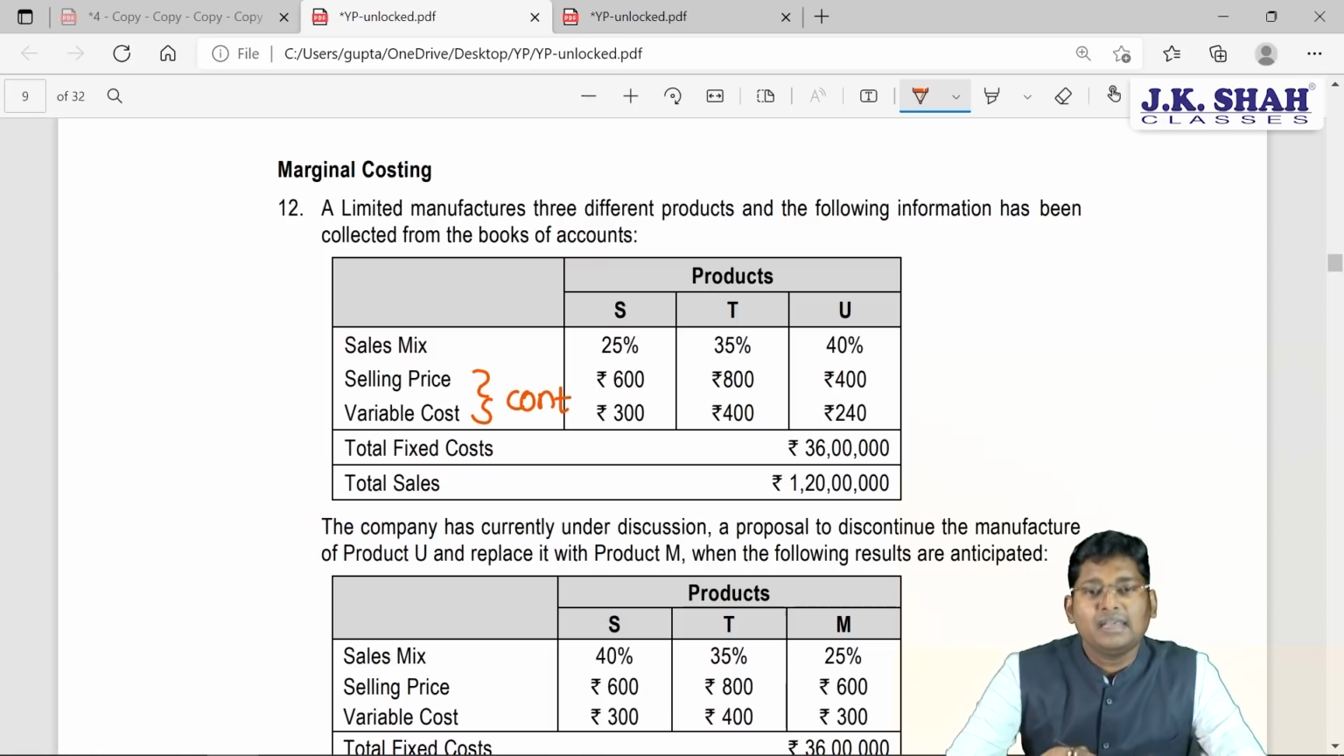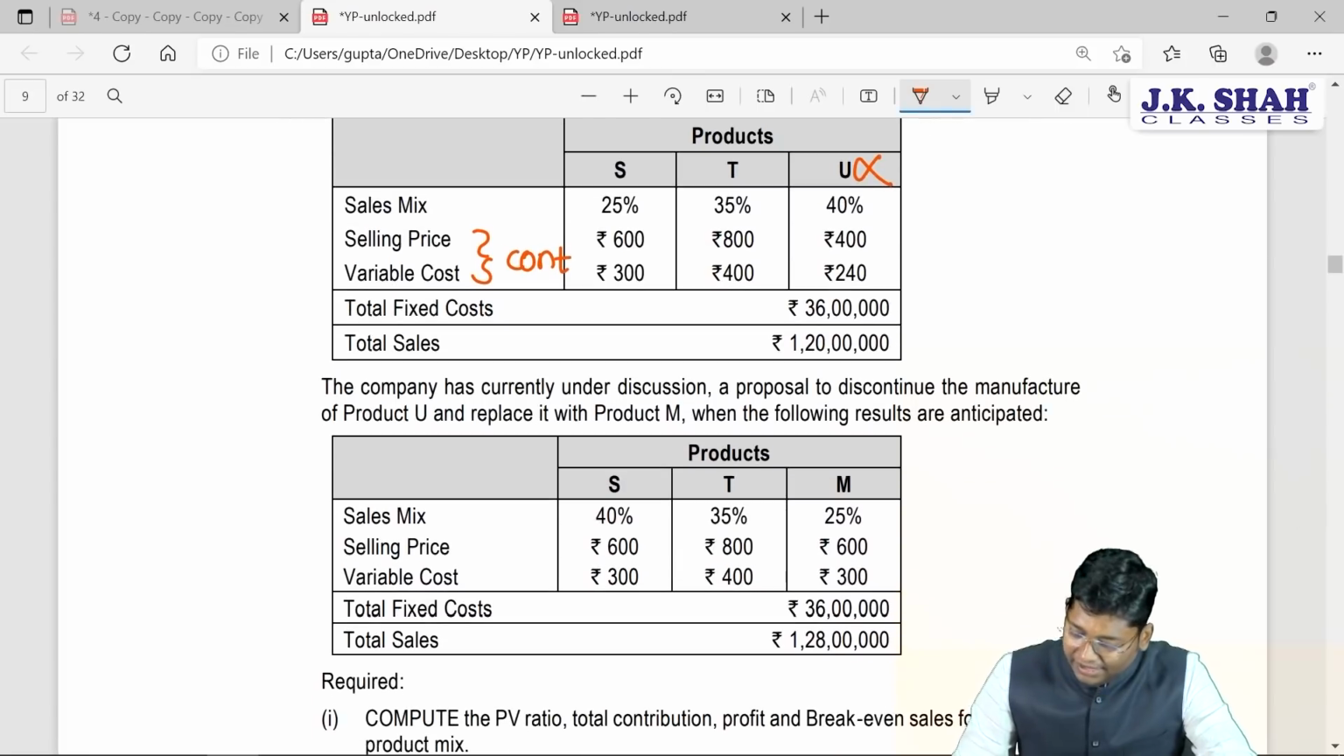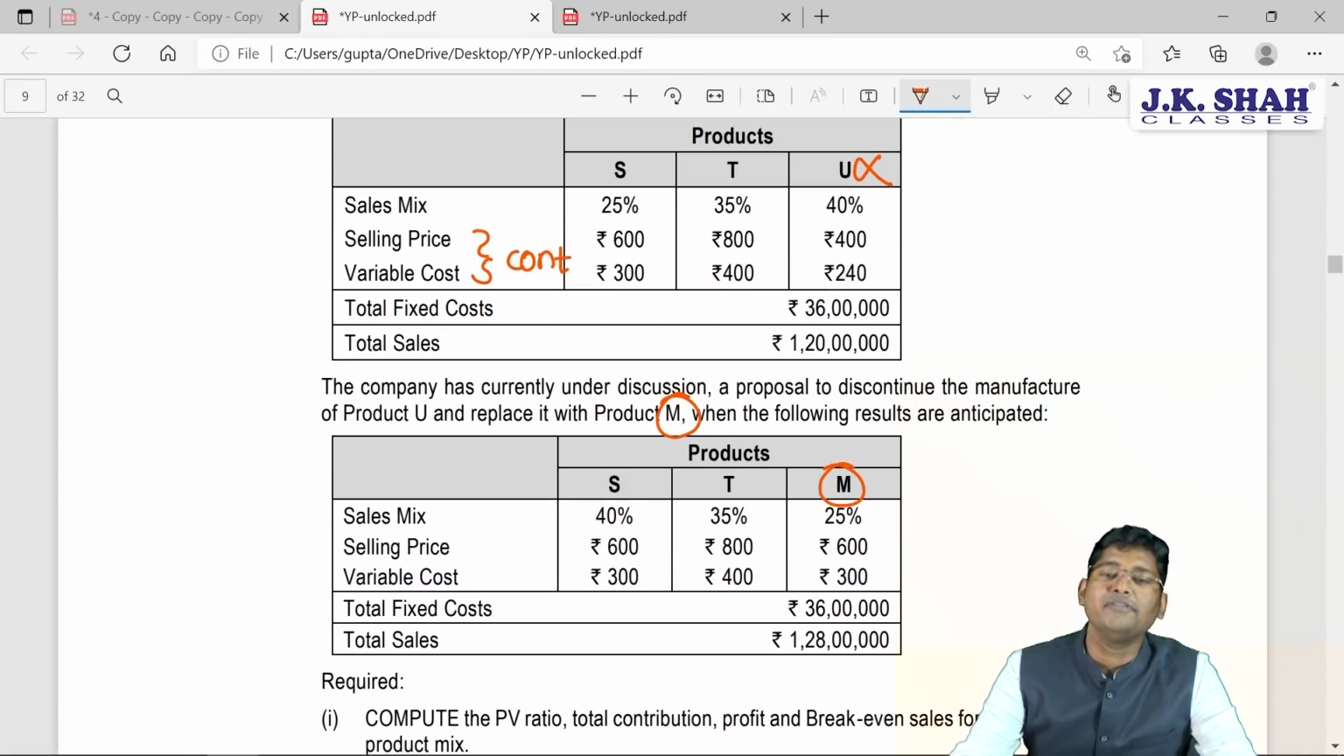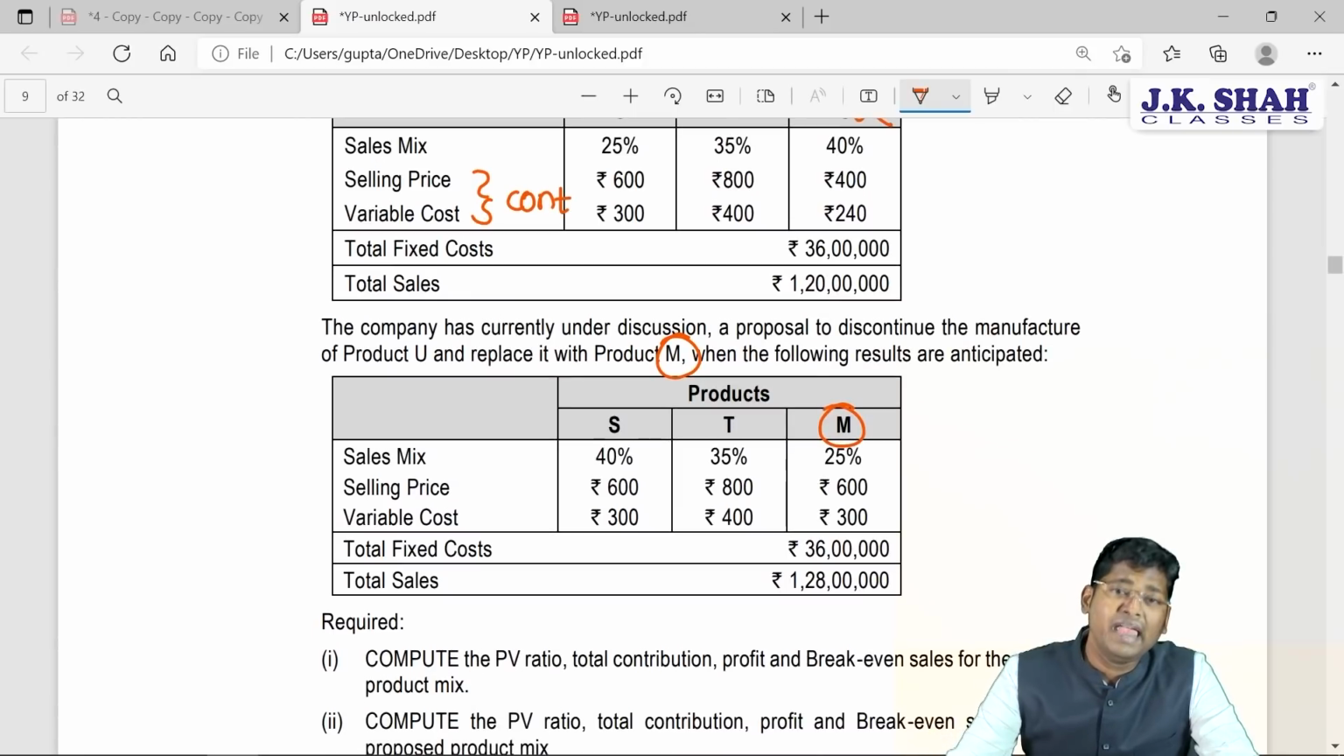The company has currently under discussion a proposal to discontinue to manufacture the product U. Means company is now planning to discontinue with product U and replace it with product M. They are planning to introduce a new product and name of that product is M. And the following results are anticipated. Few estimated results are given when M is introduced.